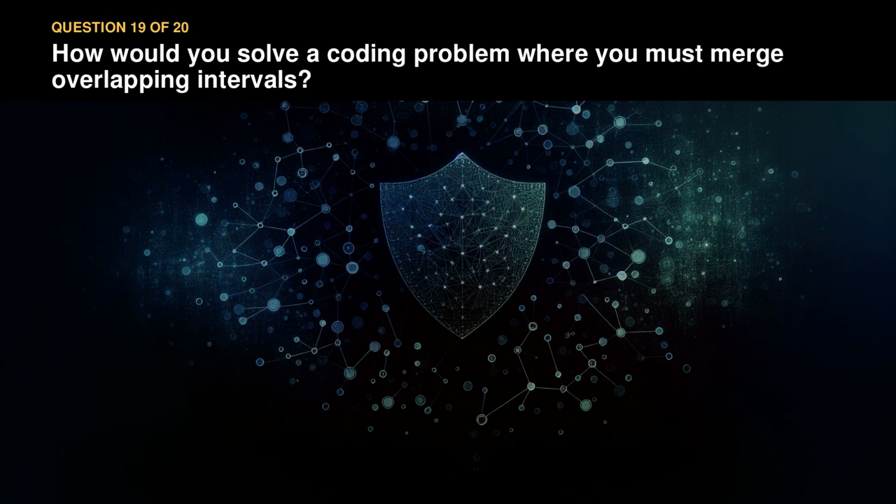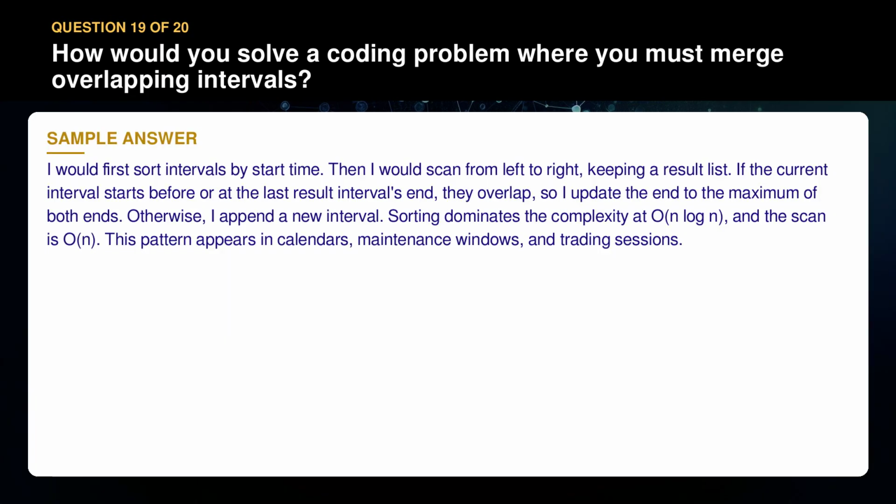Question 19. How would you solve a coding problem where you must merge overlapping intervals? I would first sort intervals by start time. Then I would scan from left to right, keeping a result list. If the current interval starts before or at the last result interval's end, they overlap, so I update the end to the maximum of both ends. Otherwise, I append a new interval.